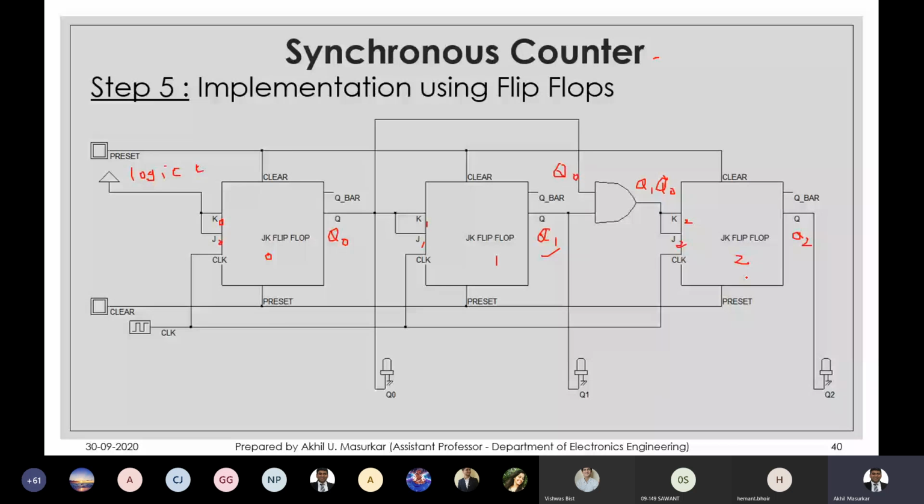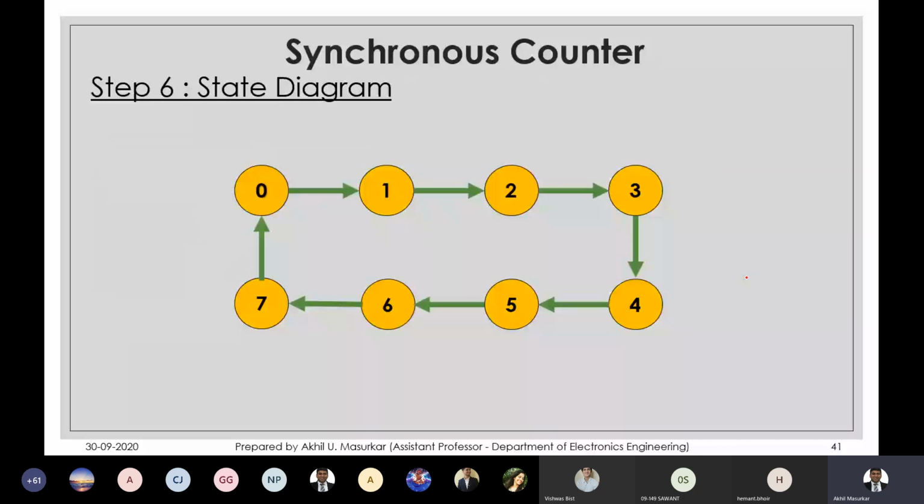And step number 6 is the state diagram. Step number 6 is called the state diagram. So how will you draw the state diagram? You will just write 0, 1, 2, 3, 4, 5, 6, 7. But after 7, you should show an arrow back to 0. So this is crucial. Here there is increment by 1: plus 1, plus 1, plus 1, plus 1, plus 1. But here, this is not a plus 1. This is actually a reset. So 7 to 0 is basically a reset.